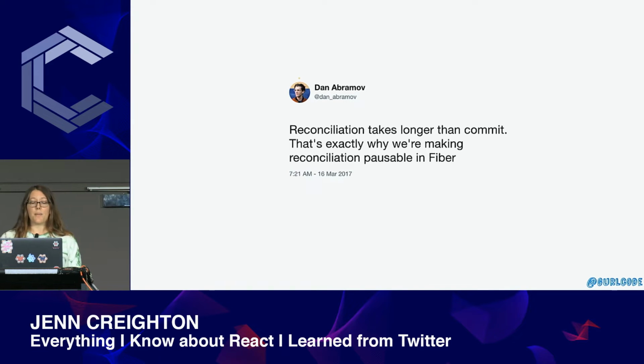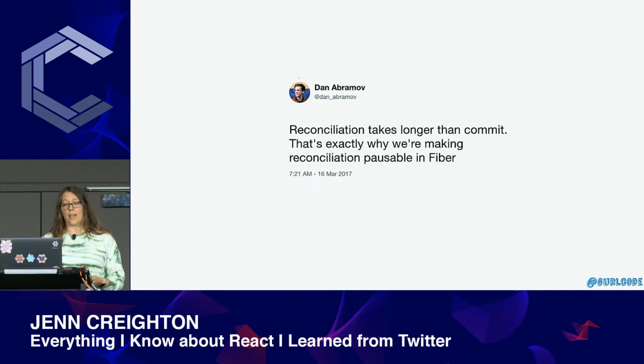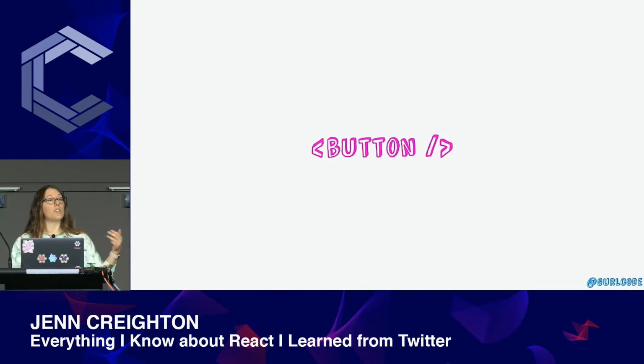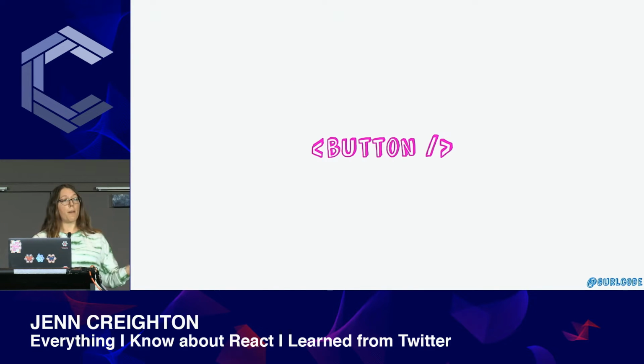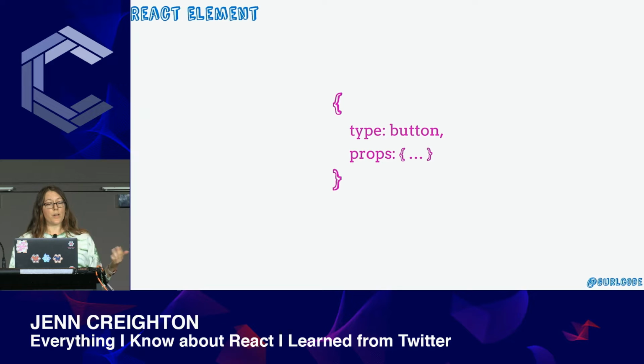That's why the core team has spent years building a new reconciler nicknamed Fiber. But first, we're going to look at the old reconciler, known as the Stack Reconciler. Okay, so we write JSX like this, which Babel then transpiles into calls to React.createElement. These actually return to us React elements like this.